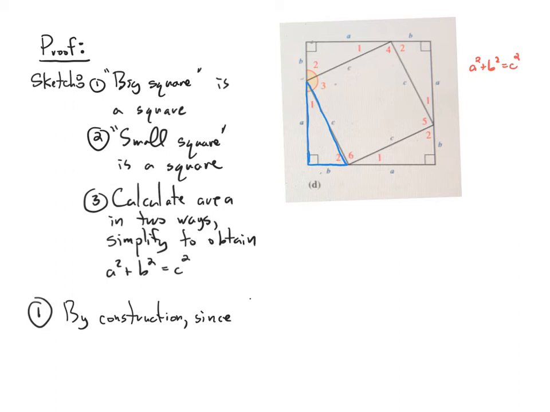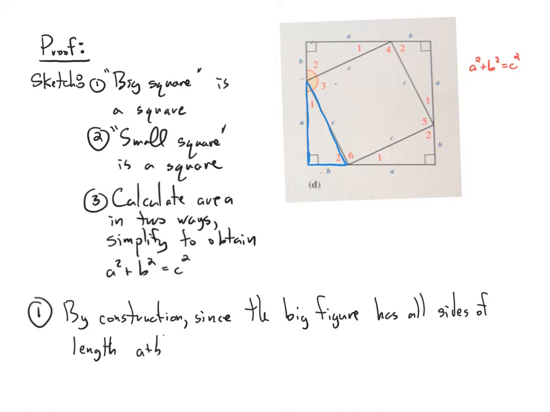since the big figure has all sides of length A plus B and all angles being right angles, it's a square.